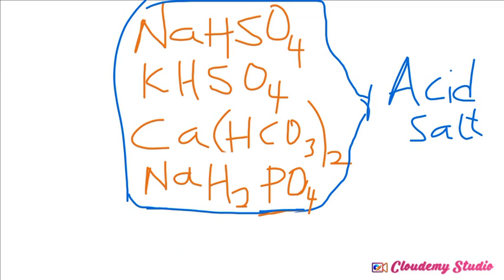Acid salt. If you look at all these salts now, you will see H. There is still presence of H. Not all the H were removed. Look at H here. This one is sodium hydrogen tetraoxosulfate, potassium hydrogen tetraoxosulfate, calcium hydrogen trioxocarbonate(IV), sodium dihydrogen tetraoxophosphate(V). So these ones, they still have H. Not all the hydrogen has been removed. So that is what we call acid salt, because hydrogen is actually the identity of acid.